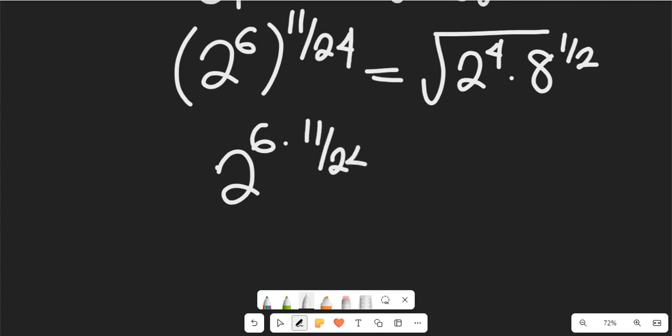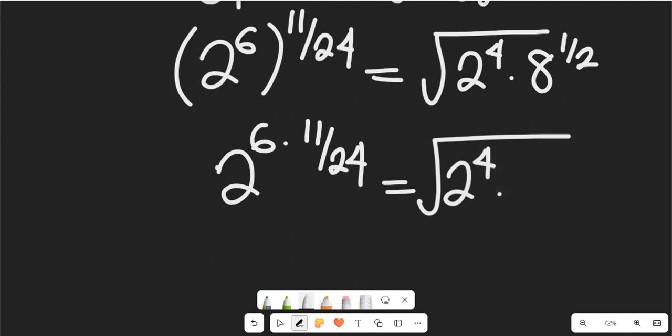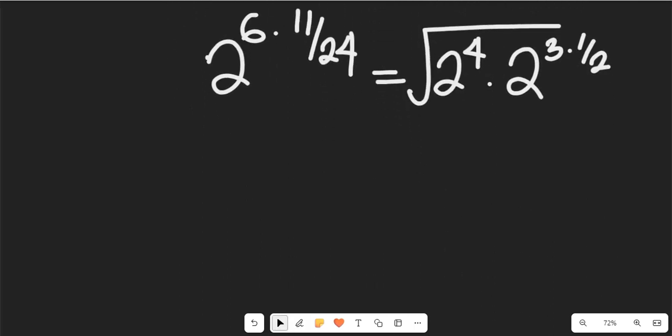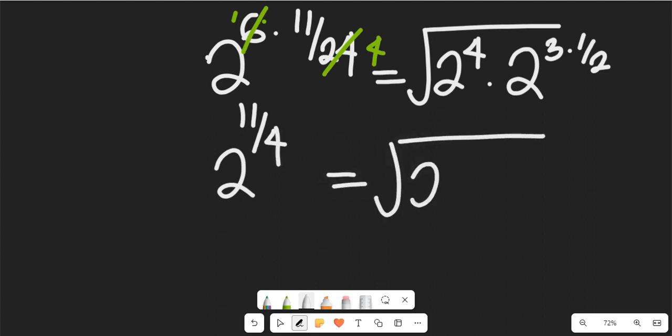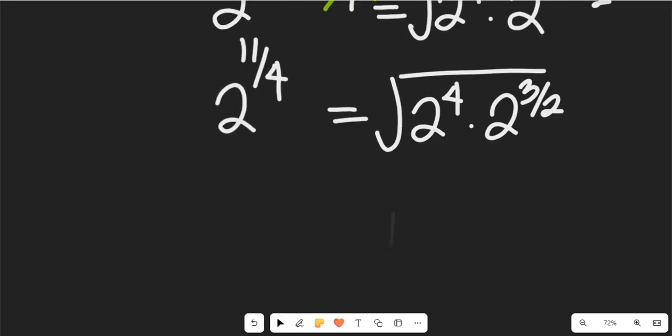Great. Now if we simplify those expressions, we'll have 2 to the power of 6 multiplied by 11 divided by 24, and this will be equal to the square root of 2 to the power of 4 multiplied by 2 to the power of 3, all to the power of 1 divided by 2. Now if we simplify this, 6 times 11 divided by 24, we have 6 times 4 is 24. So I'll have this become 2 to the power of 11 divided by 4, and that will be equal to the square root of 2 to the power of 4 multiplied by 2 to the power of 3 divided by 2.